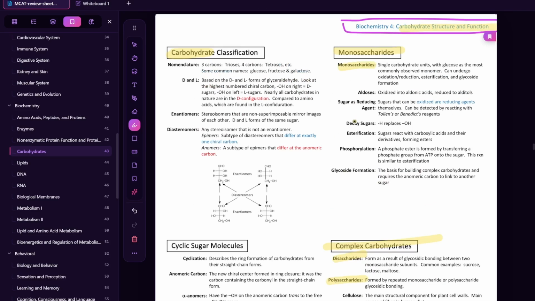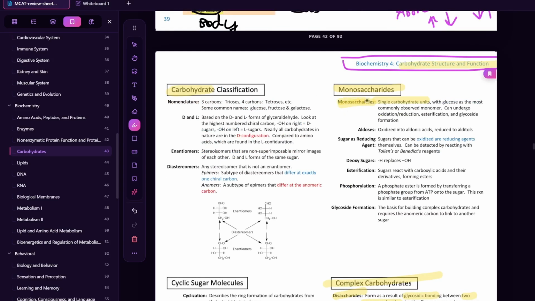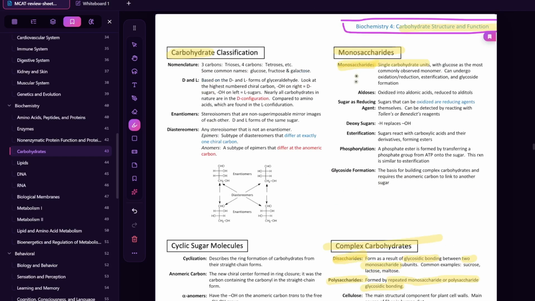Think of monosaccharides as only one carbohydrate unit, di is two, and it's due to glycosidic bonding between two monosaccharides, right? So if you have two monosaccharides, you get a disaccharide. And then more than that is polysaccharides, formed by repeated glycosidic bonding. So all the monosaccharides come together via glycosidic bonds.